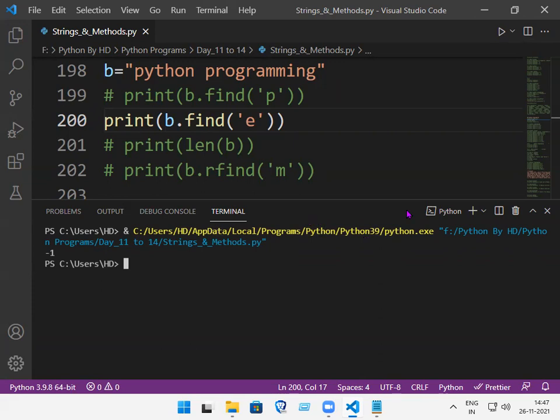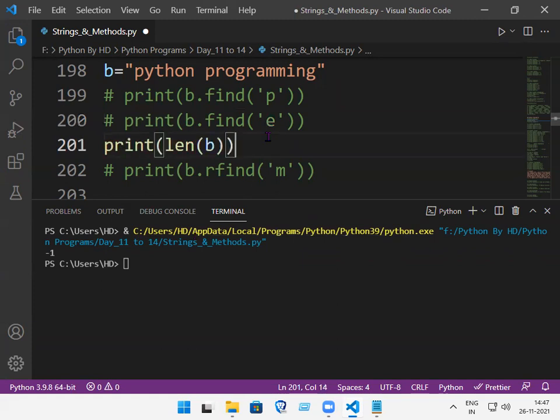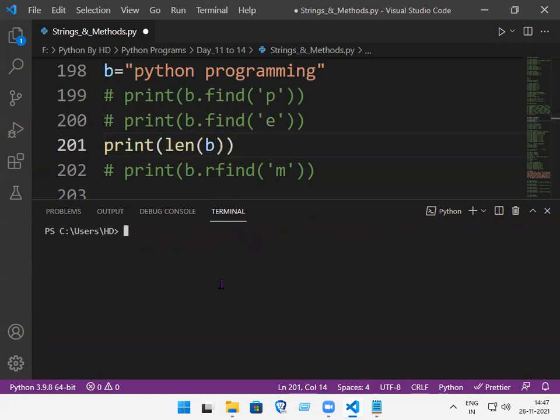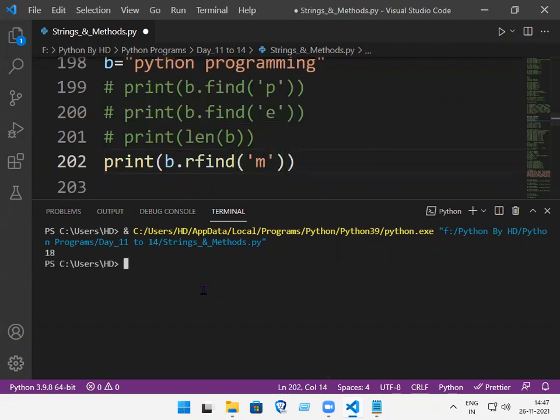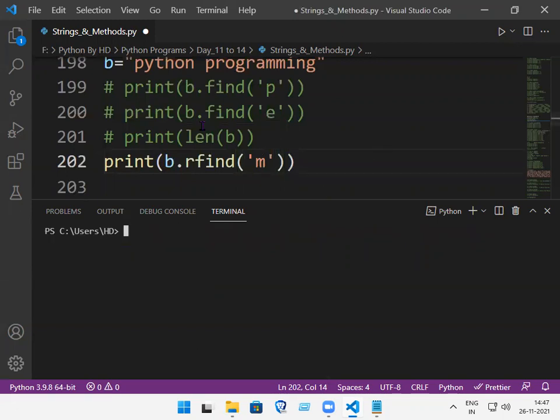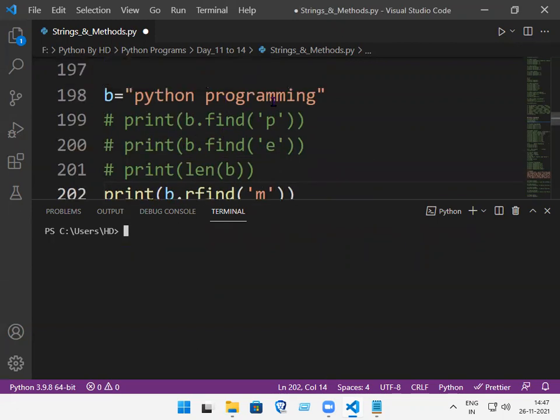In the case of find, if the value is not there, what did I get in the output? -1. Okay. Length of b, we'll count how much the length is. 18. Now I'm saying rfind m. With this m or this m? First m. From rfind, it is the first m. How much was the length of b?